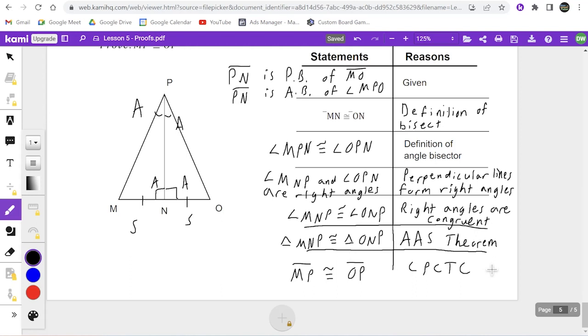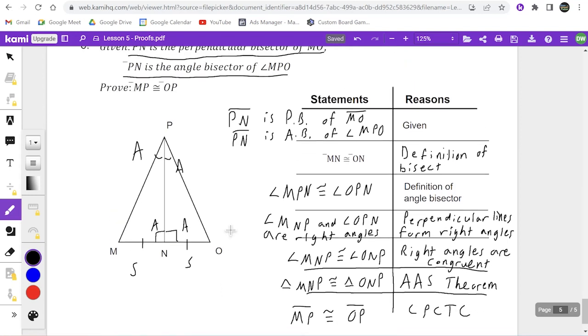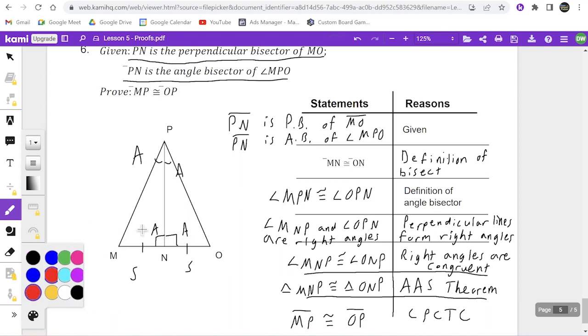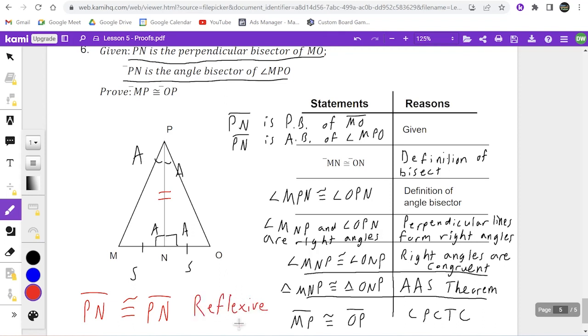And before we end today, I just want to point out one more thing for this last one, because there's another thing we could have said. Instead of going the way we did it, you can also say PN is congruent to PN. In other words, this line segment is congruent to itself. And what would the reason for that be? Reflexive property. You're correct. The reflexive property.